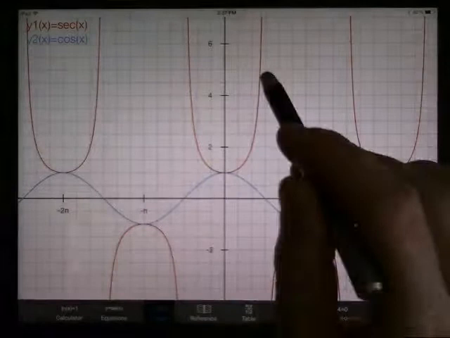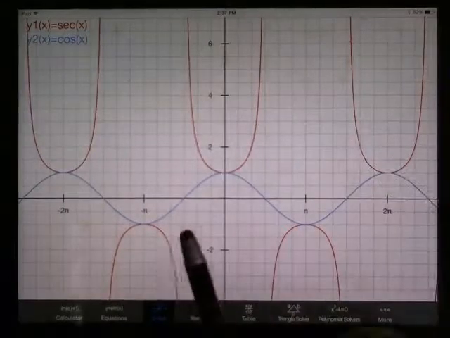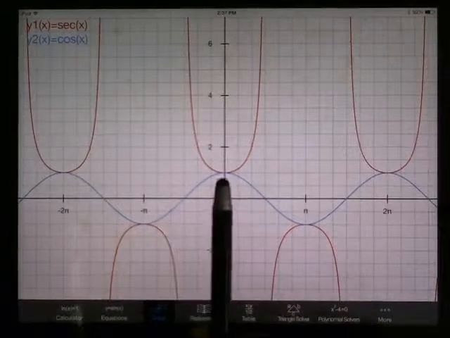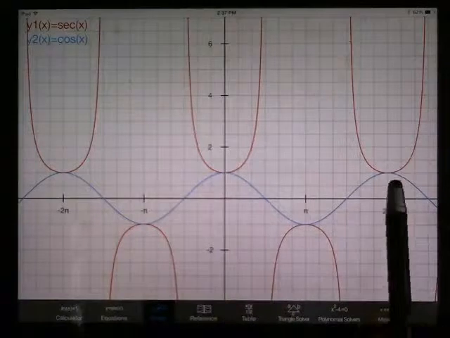Okay. These U-shaped things going up and then down and up and then down. Notice that the period of the secant is the same as the period of the cosine, that it repeats itself every 2 pi.